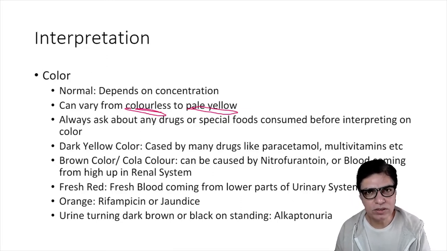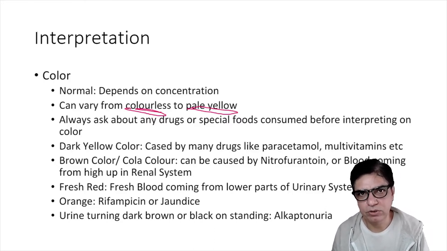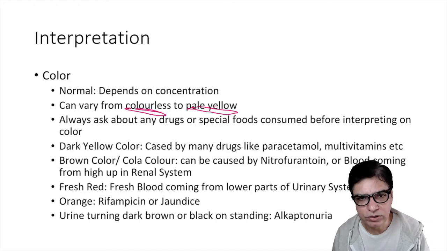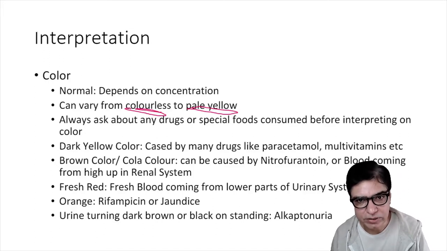So you would ask whether the child has been taking any medications, like any antibiotics, any paracetamol, multivitamins, or you ask if he had different types of foods which might give color, like beets, like beans, like sprouts, things like that. So some natural products can also give color to the urine. So you ask whether the child has been taking any, and then you interpret the color in light of whatever the child has been taking.